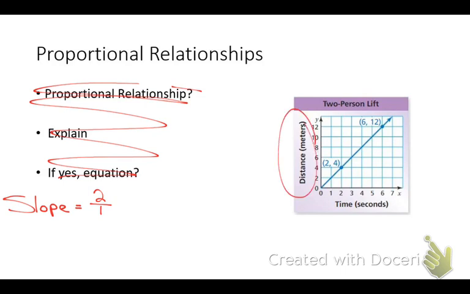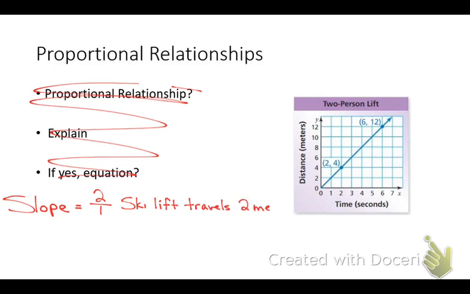What is the label for my rise? Distance in meters. What's the label for my run? Time in seconds. So here's what it's saying. I think this is a ski lift. So the ski lift travels 2 meters per second.